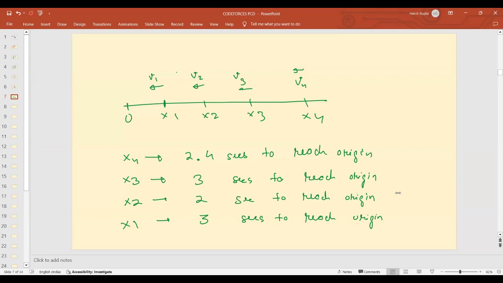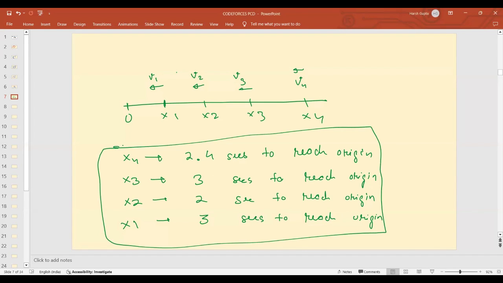Now I ask you a simple question. Looking at this data, just forget about the entire question. Forget that you have the coordinates and the speed. Just imagine that you only have the time. That is, x4, x3, x2, x1 will take 2.4, 3, 2 and 3 seconds respectively to reach the origin. I give you this data. When I give you this data, can you tell me the number of balls that will reach the origin?